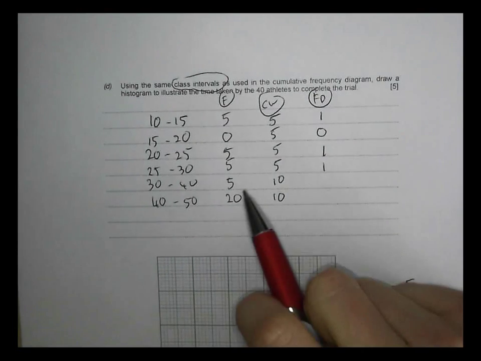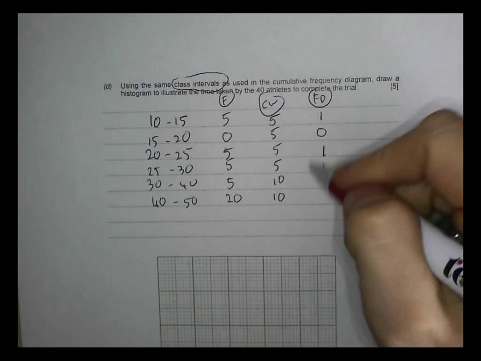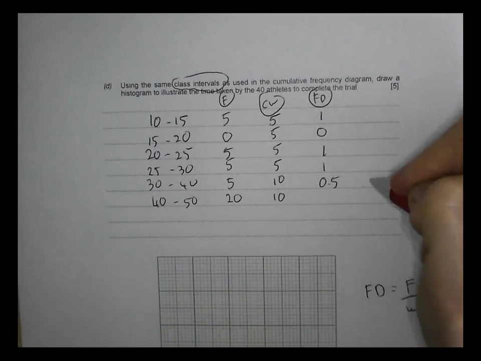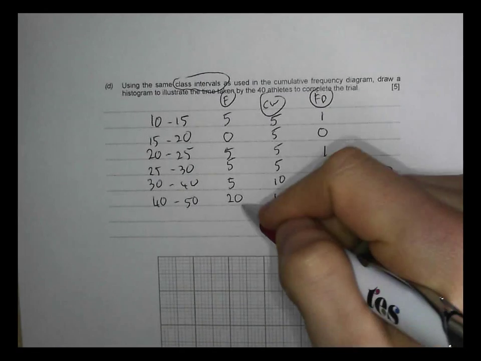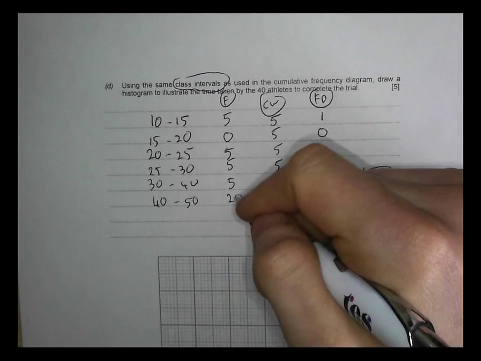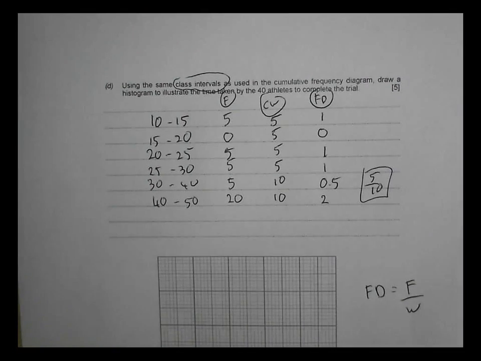Get this the right way around. 5 divided by 10 is 0.5. 5 over 10. Do not write 2 down for that one, please. 20 divided by 10. 20 divided by 10 is equal to 2. So we have got all we need now to draw our histogram.